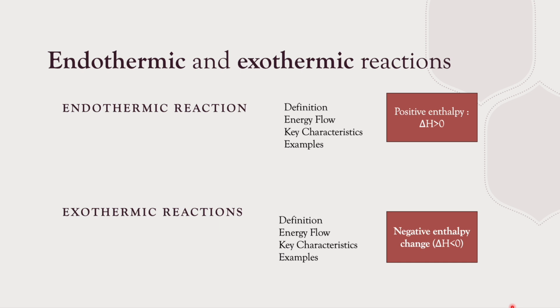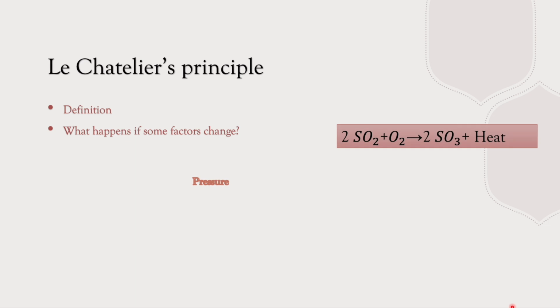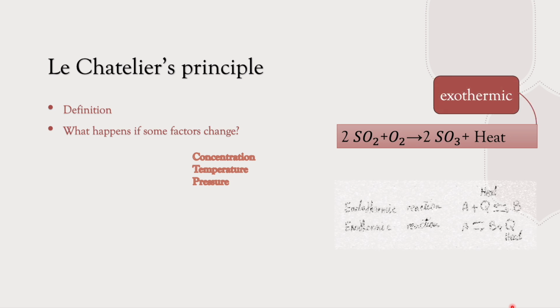video. Now let's move back to Le Chatelier's principle and what happens if we change the temperature. If the temperature increases and we have an endothermic reaction like here, the rate of the forward reaction increases. And if we have an exothermic reaction, the rate of the reverse reaction increases. So it goes to the left side.